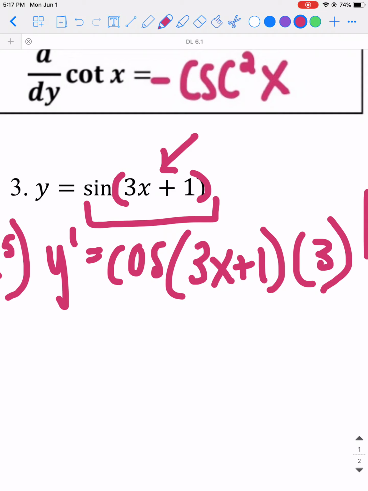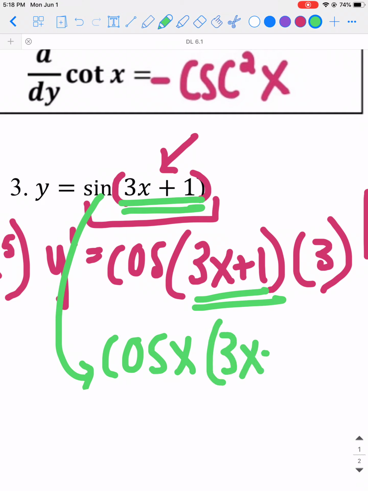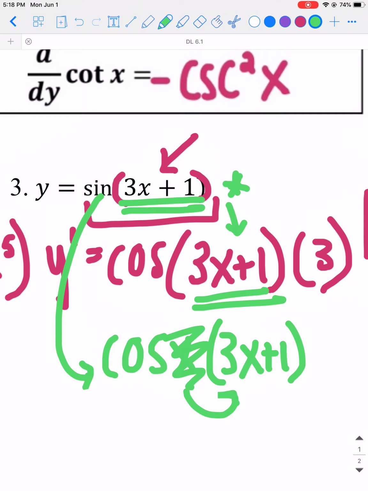Okay, and some people here, again, this does not change. This doesn't become cosine of x. The derivative of sine of x is cosine of x. The derivative of sine of 3x plus 1 is cosine of 3x plus 1. Some people even wrote cosine of x times 3x plus 1, but I don't need this here twice. It's not the cosine of x times 3x plus 1, it's cosine of 3x plus 1. This always is going to remain the same. And then my last step would just be to take a derivative of that inside piece, which is why I'm multiplying by 3.